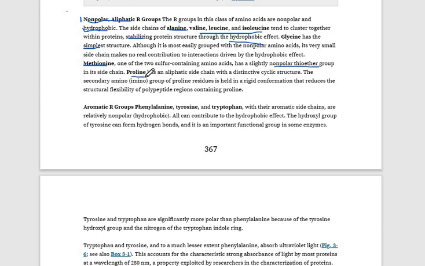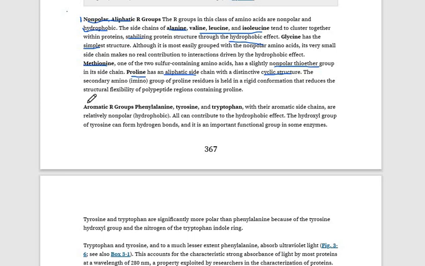Next is proline. Proline has an aliphatic side chain with a distinctive cyclic structure. The secondary amino group of proline residues is held in a rigid conformation that reduces the structural flexibility of polypeptide regions containing proline.